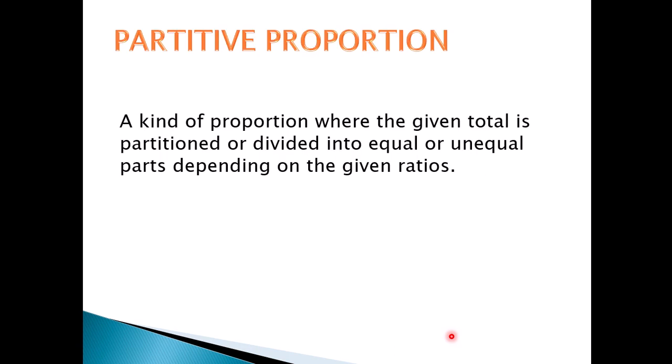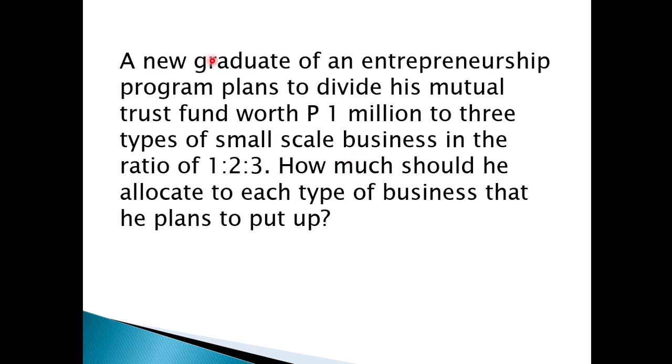Now, we have a different type of proportion. We call it the partitive proportion. What is a partitive proportion? It is a kind of proportion where the given total is partitioned or divided into equal or unequal parts depending on the given ratios. So that's how we define partitive proportion.